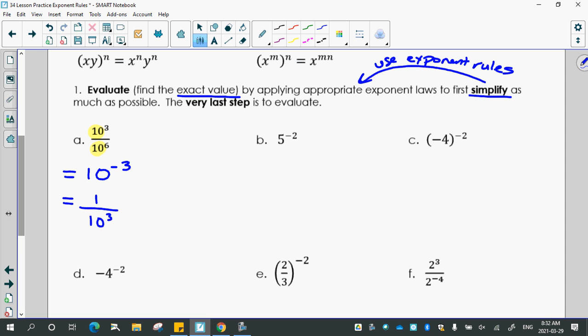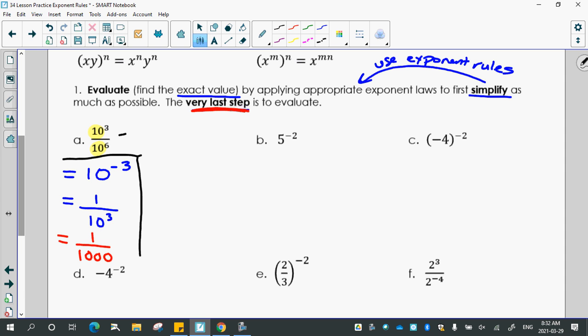And now we do our very last step, which is to evaluate. So 1 over, and on my calculator, 10 to the power of 3 is 1,000. Some people didn't get to exponents last year or had to learn them on their own. Why does this negative exponent rule work?